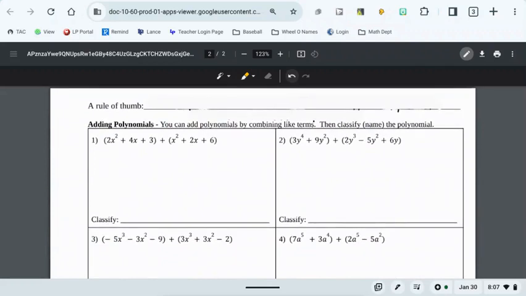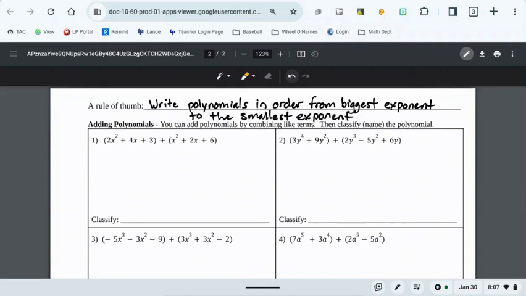So, a rule of thumb, when we write polynomials, we want to make sure that they are in order from the biggest exponent to the smallest exponent. So after we look at the entire expression, we want to rearrange to make sure that the term with the largest exponent, the largest degree, is listed first, and we list it all the way down until we have the smallest degree.